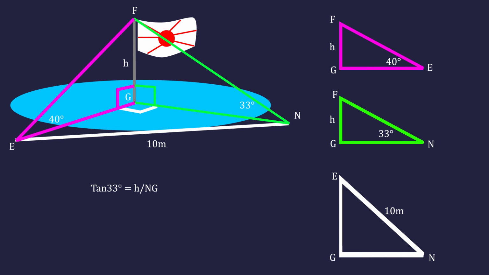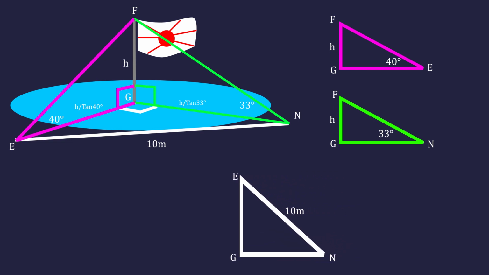Let's try to get the length NG, which by multiplying both sides by NG and dividing by tan 33, we get NG is h over tan 33 degrees. Similarly, the other edge on the other triangle is equal to h over tan of 40 degrees. So the same thing, just a different angle.